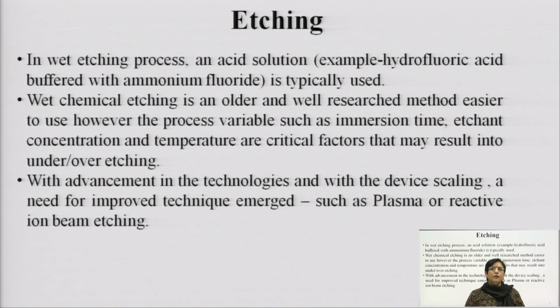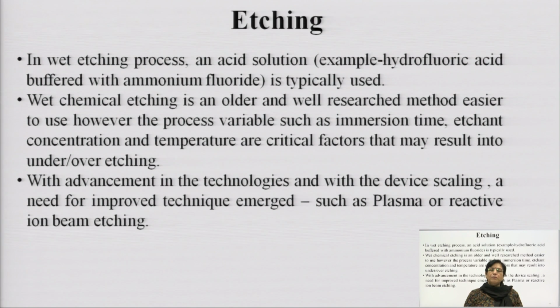In case of wet etching, you need a solution or etchant. Typically, if you see the example, you have hydrofluoric acid buffered with ammonium fluoride. It is a typical solution commonly used as an etchant. Wet chemical etching is a very old technique, vastly studied, and till recently, when there was a limitation because of miniaturization, this technique was popularly used, but there are plus and minus points associated with it, and we are going to study all of them.